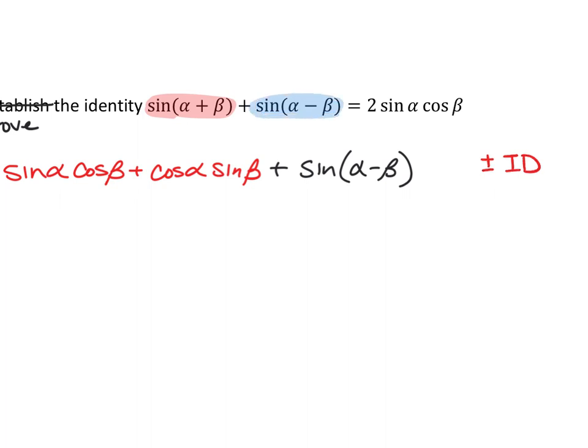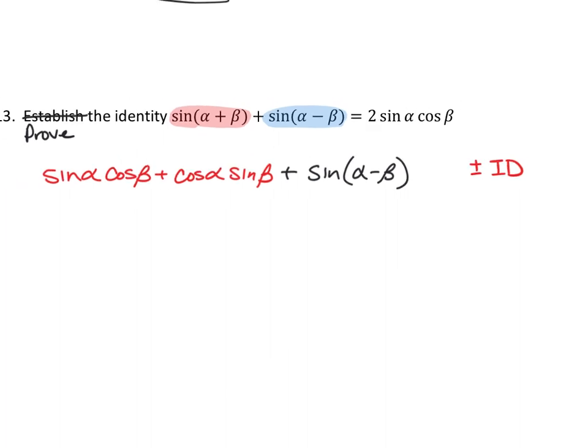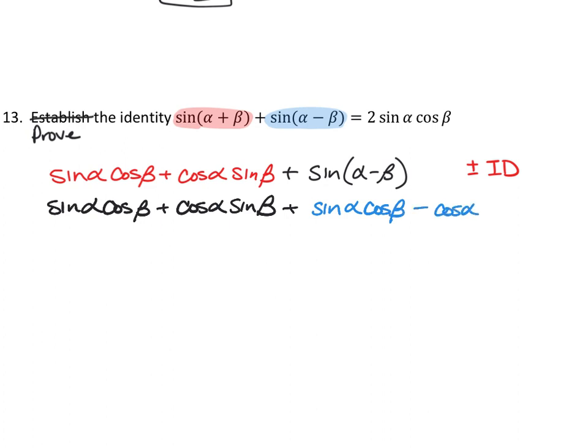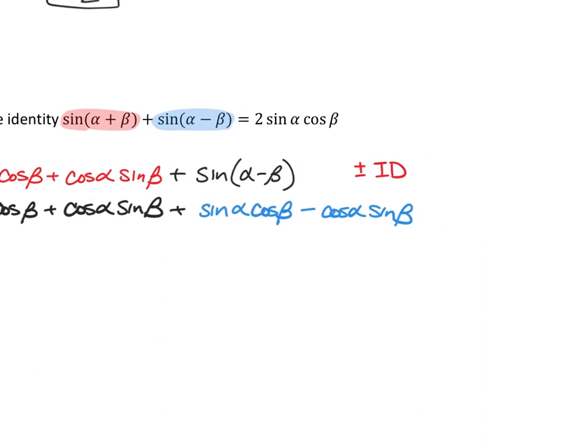Okay, now we have another formula for sine of alpha minus beta. What is that formula? I'm just rewriting this part right here. What is the formula for sine of alpha minus beta? Sine alpha cosine beta minus cosine alpha sine beta. Great. And again, because this is a proof, we explain what we did. That time we did the sum and difference identities again.